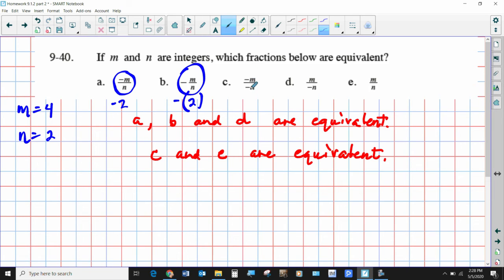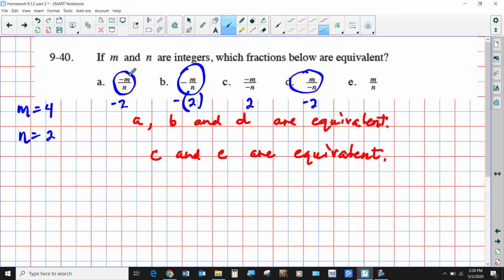This would be negative 4 divided by negative 2. Two negatives, when you're multiplying or dividing, always give you a positive answer. So this is going to be positive 2, not negative 2. And then here you're taking like 4 divided by negative 2. A positive divided by negative will give you a negative answer. So this is also going to be a negative value.